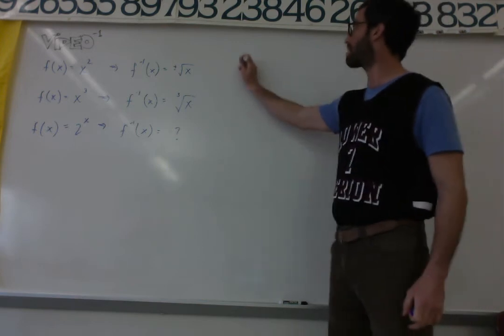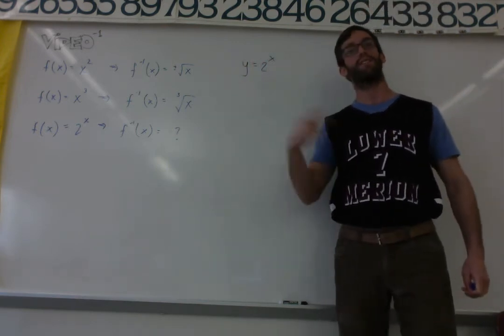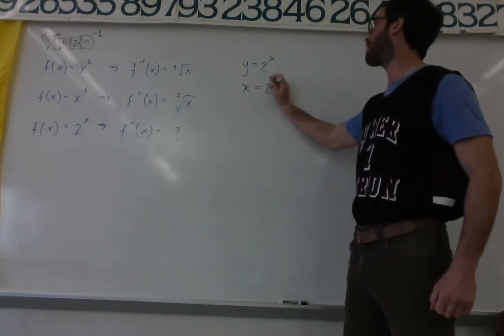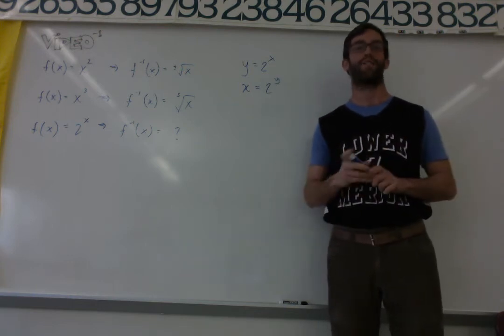If we try to find the inverse the way I taught you in class, y equals 2 to the x, that's the original function. If you want to find its inverse, you would interchange x and y. So we go x equals 2 to the y power, and then we've got to solve this equation for y. How do you get the y out of the exponent, though?